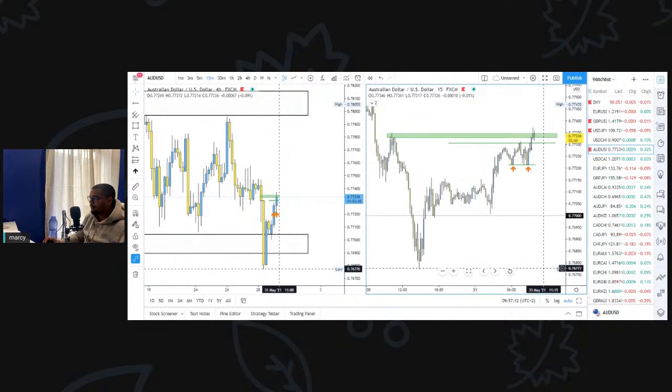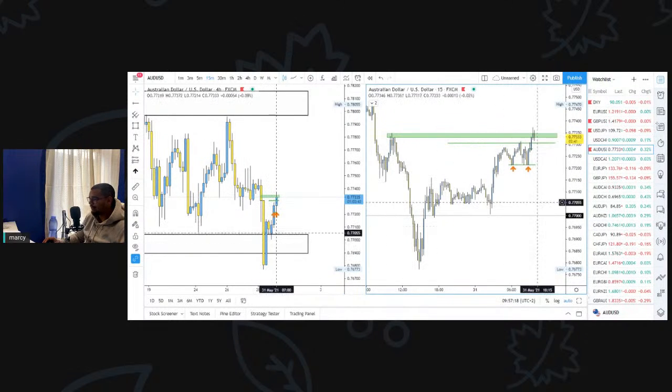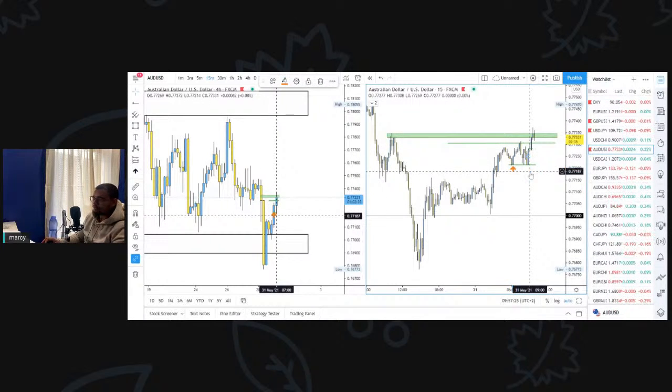AUD USD 15 minute. So what you can see on the 15 minute is that we now finally ran into structure. If we break above here on the 15M. So let me clear this. Let me clear this view.